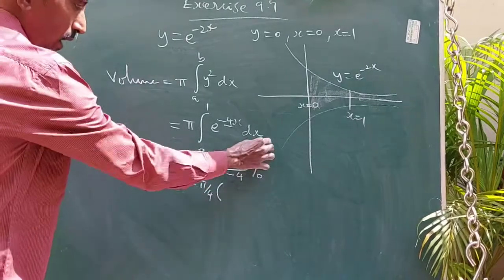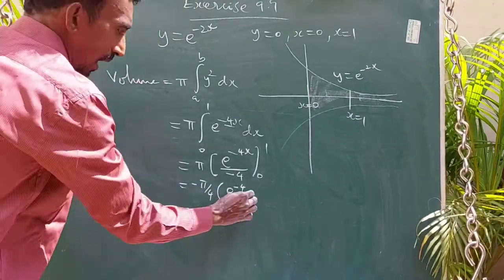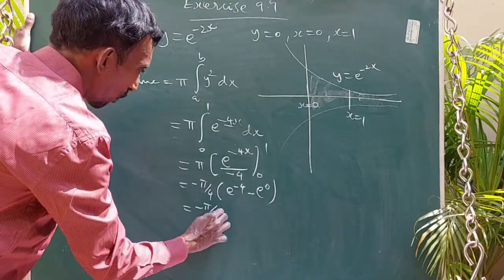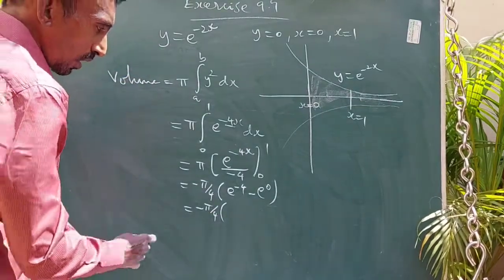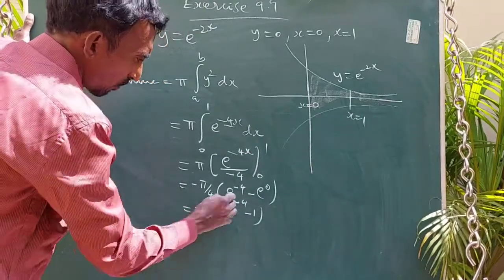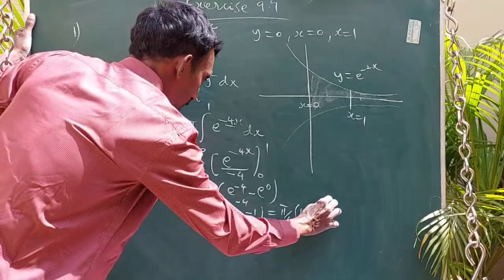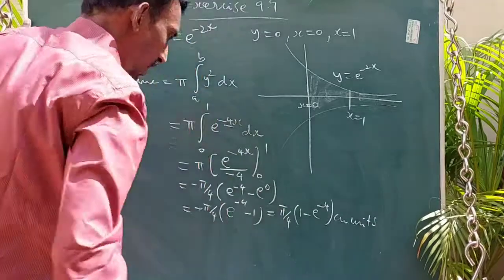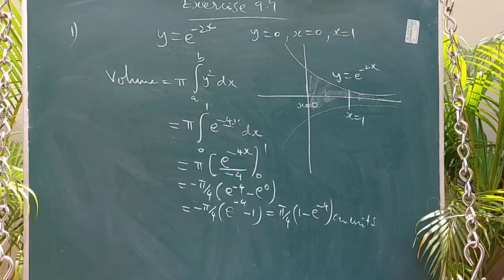Put 1: e power minus 4, minus e power 0. So minus pi by 4 into e power minus 4 minus 1, since e power 0 is 1. If you multiply inside, we get pi by 4 into 1 minus e power minus 4 cubic units. So this is the volume for the given region.